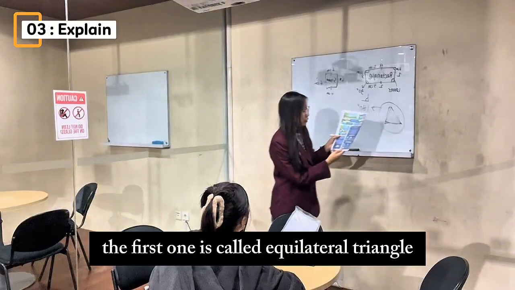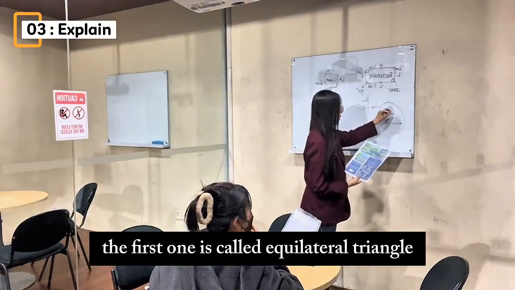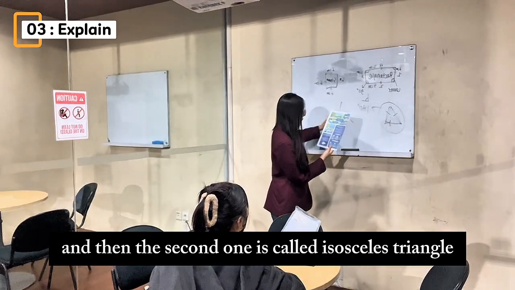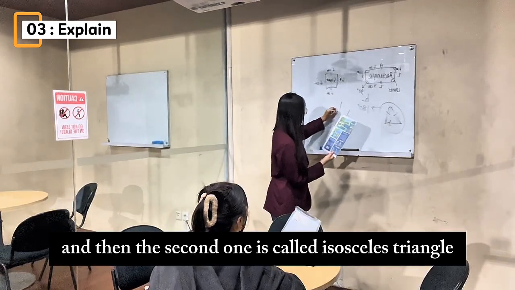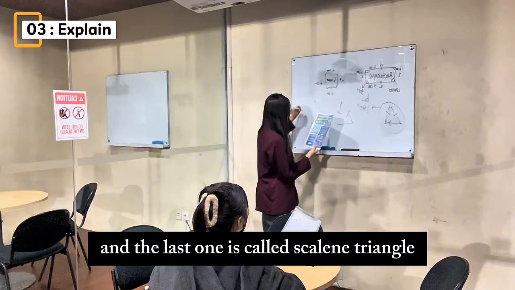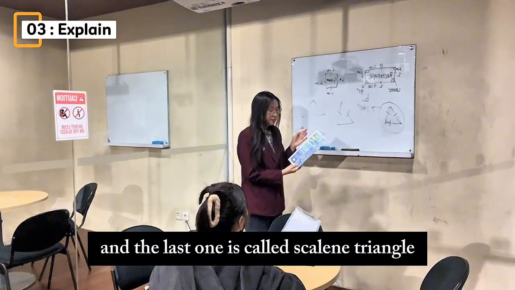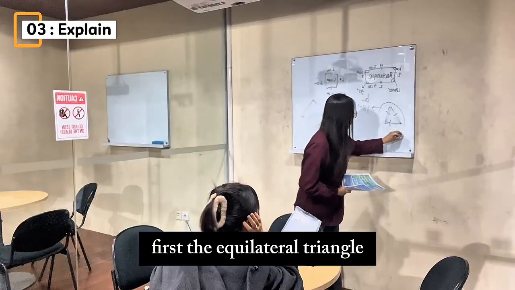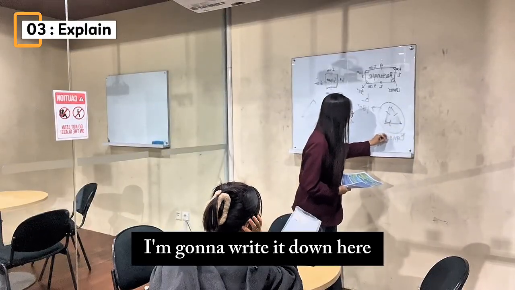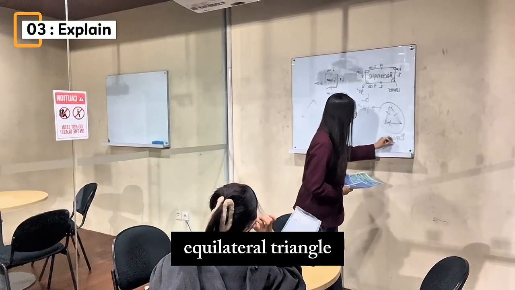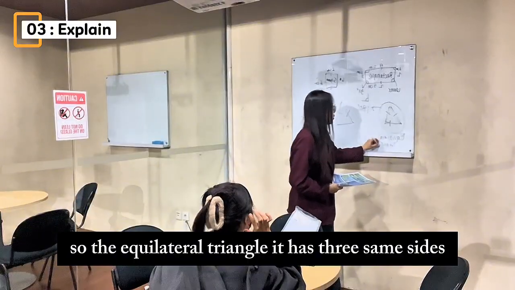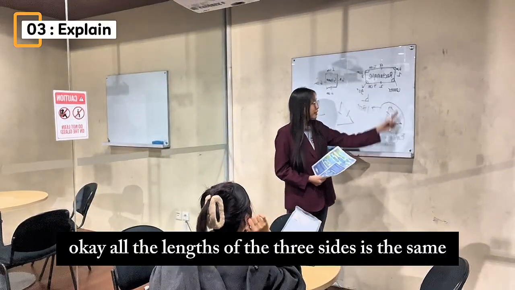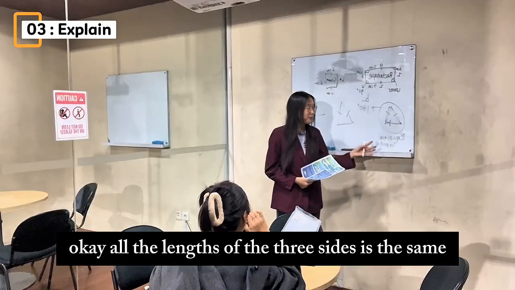The first one is called equilateral triangle. And then the second one is called isosceles triangle. And then the last one is called scalene triangle. So what are the differences here? First, the equilateral triangle. I'm gonna write it down here. Equilateral triangle. So the equilateral triangle has three same sides. Okay, all the lengths of the three sides are the same.